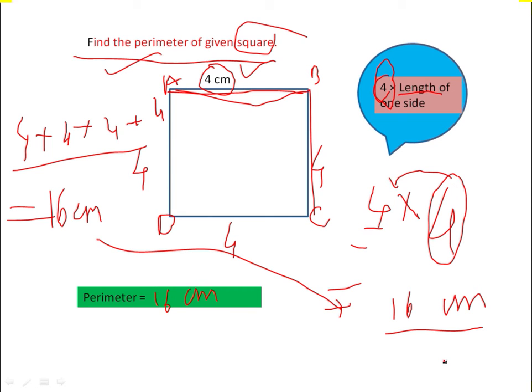This is the formula which you can use. Otherwise, this old method, adding the measurement of all sides, you can also calculate the perimeter of given shapes. So I hope you understand the perimeter, and I hope you are now in a position to find out the perimeter of any given shape.